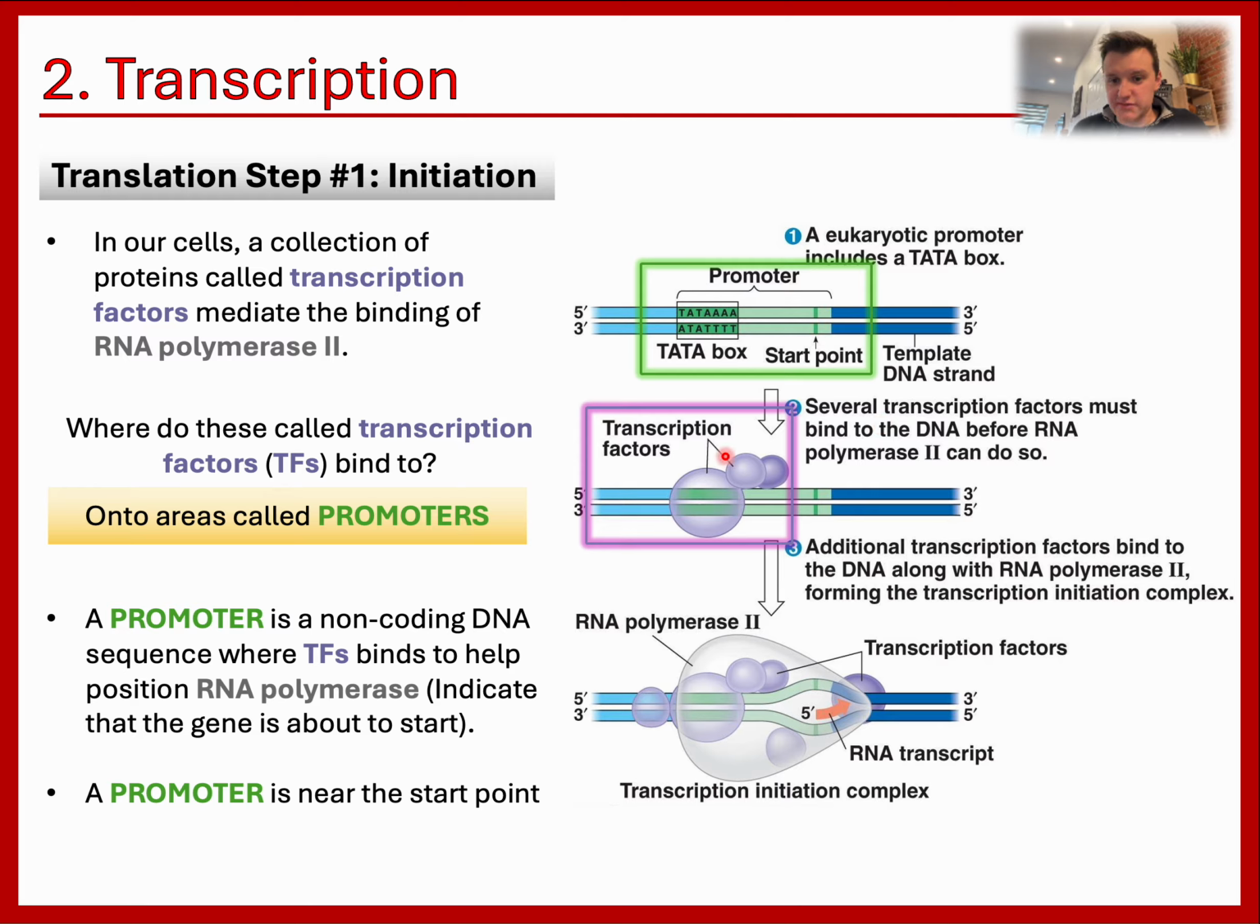Several transcription factors must bind to the DNA before the RNA polymerase II can bind. So they're going to say, ooh, I see this promoter, right? And these transcription factors will help to recruit and position the gray big RNA polymerase enzyme, which will go and polymerize the RNA, make the RNA, right? So the promoter is really near the start point. You see this little band? That's the start point here. And the promoter will go and sit on this region over here, right?